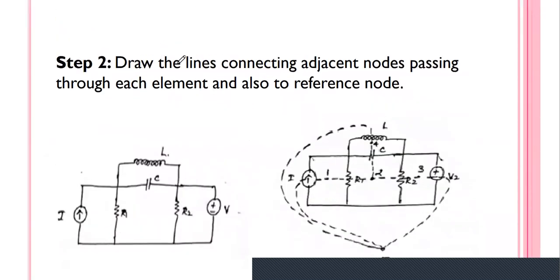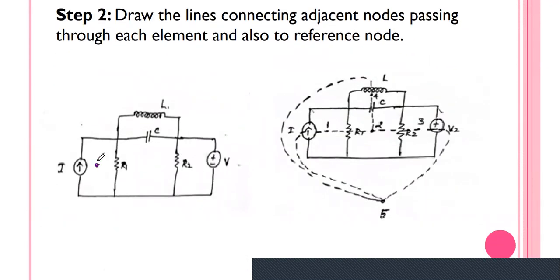Then what is the second step? We have to connect each node to the reference node via each element. So here, this is node 1, this is node 2, this is node 3, this one is node 4, and this one is the reference node 5. First see loop 1. In loop 1 only one element is available, the current source. So you connect node 1 to node 5 via the current source.